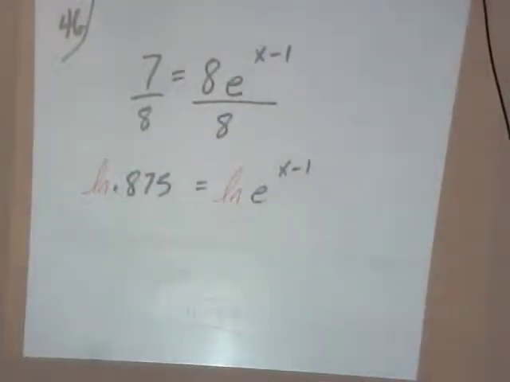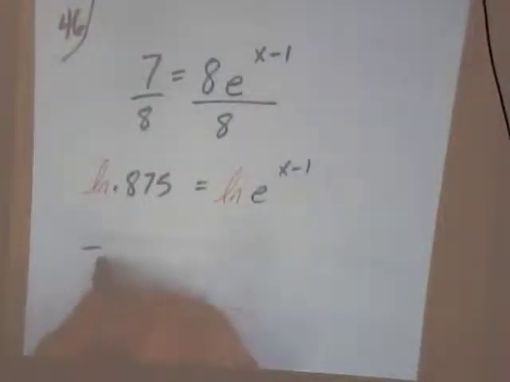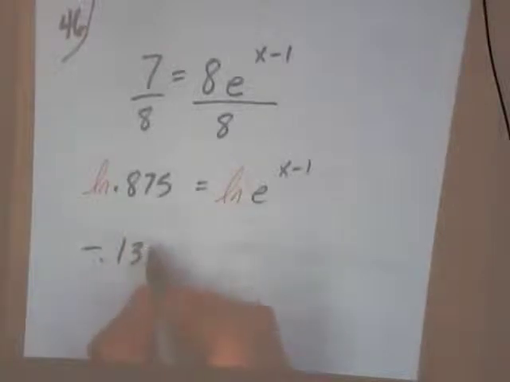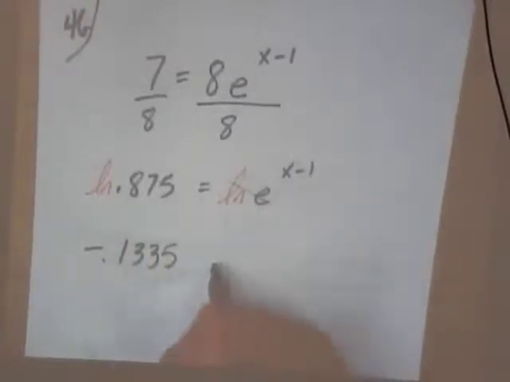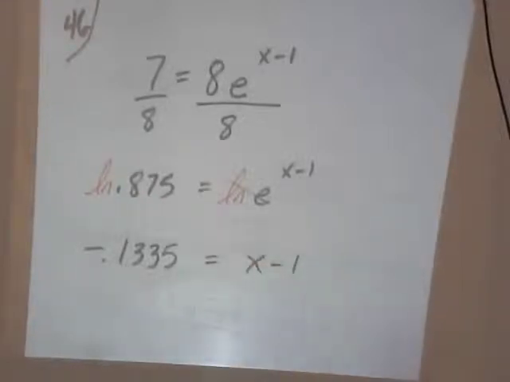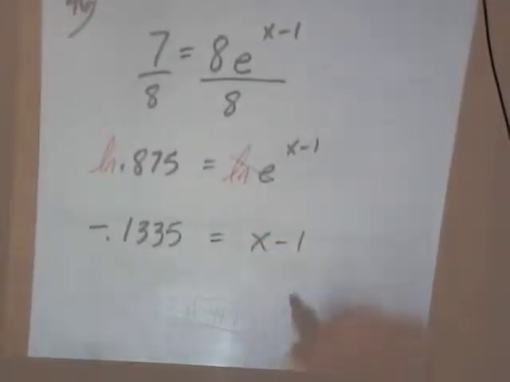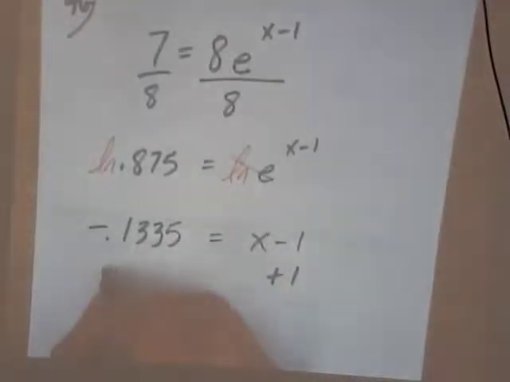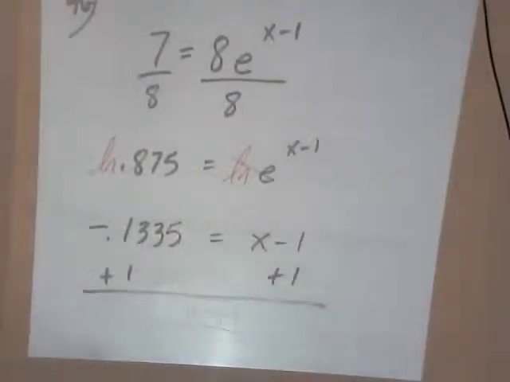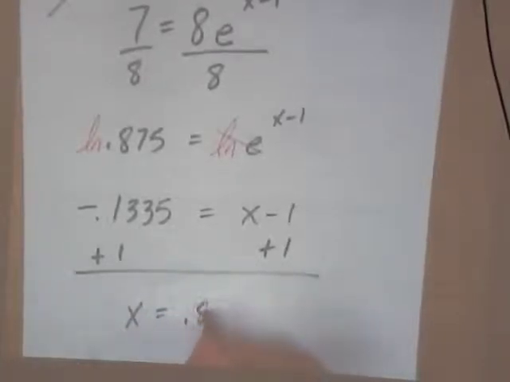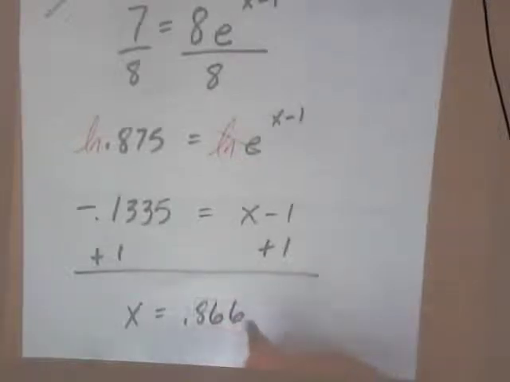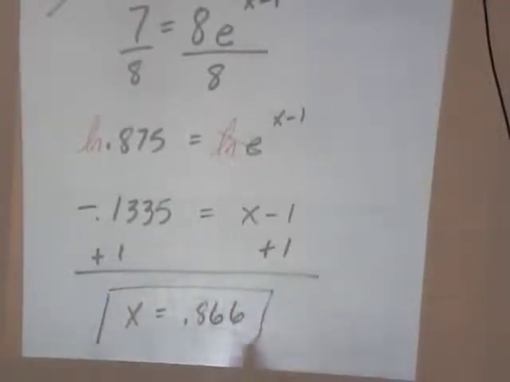So natural log. This becomes negative 0.1335. These cancel out, so I'm just left with x minus 1. And then we add 1 to both sides. So x is equal to 0.8, tens, hundreds, thousands: 0.866.